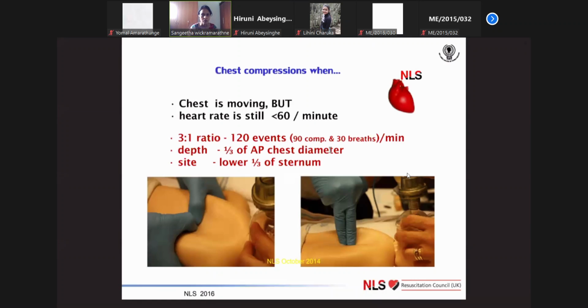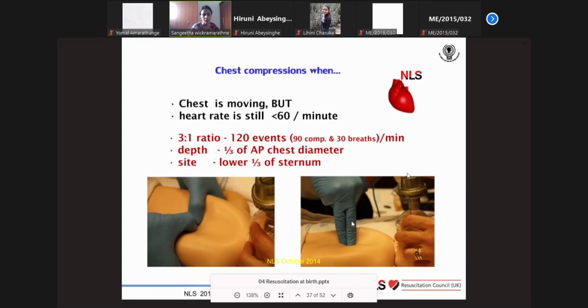Okay. So the chest is moving with compressions and ventilation is continuing, but the heart rate is still less than 100, right? Not 60, 100. So with a 3 to 1 ratio, we'll talk about these things. When you calculate for 1 minute, it will be 120 events per minute, right?